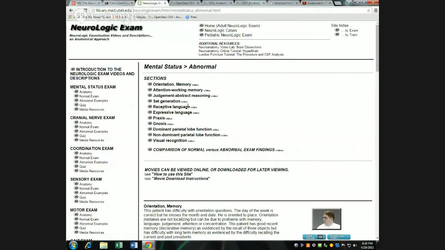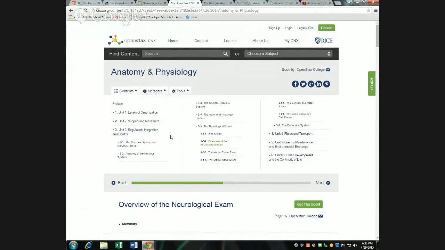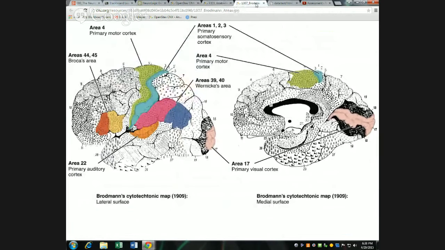You can look at the little explanations of each of these tests to see what they're getting at. I want to talk a little bit about language, but I'm not going to do it from the site here. If you're interested in seeing what the site has to say about it, go ahead and look at it more. I actually want to go into the book a little bit, and go back to this figure here. This is going to talk a little bit more about the localization of function along with the language centers of the brain.